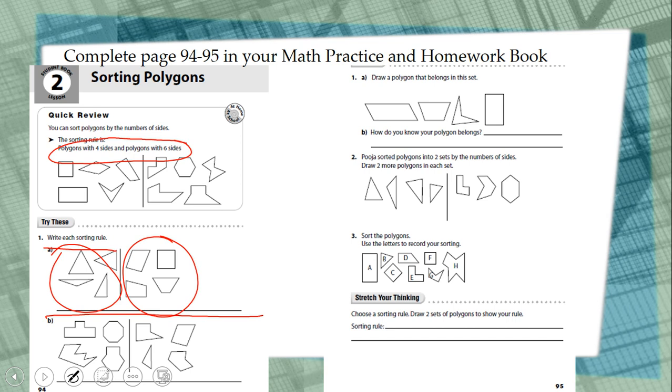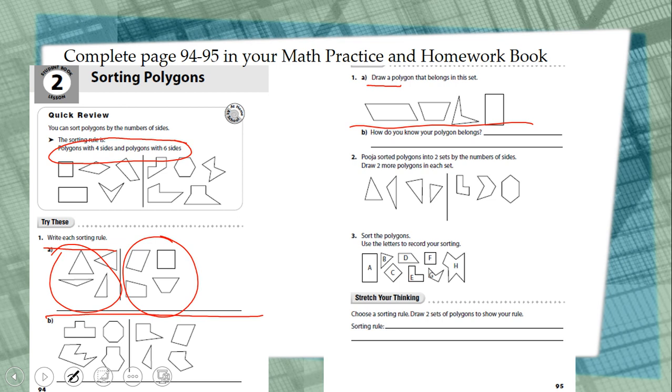For page 95, you need to draw the polygon. Remember, polygon is just another word for 2D shape that belongs in the set, okay? So your first rule is going to be to count the sides, and then you are going to draw a shape that has the same amount of sides as those. And then you're going to tell me how you knew that shape belongs with this group, okay? I'll give you a hint. It probably has something to do with the sides.